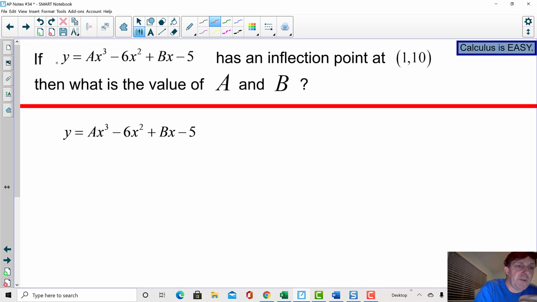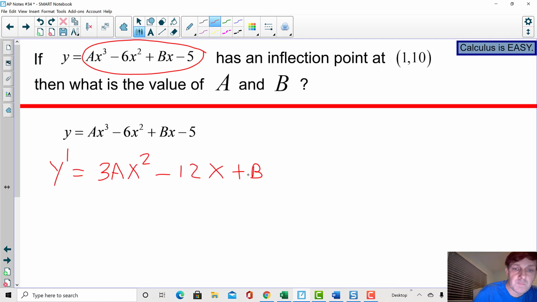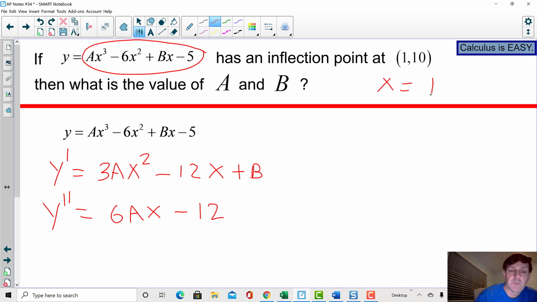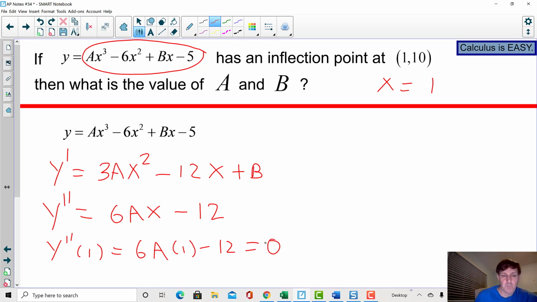Okay, finally, our last example. They are asking if this equation has an inflection point when x is 1, then what is the value of a and b? Now, an inflection point could happen when your second derivative is undefined, but this is just a polynomial. So the only choice here is that our second derivative would have to equal 0. So let's do that. First derivative gives us this, and the second derivative gives us this. Now remember, we have an inflection point when x is 1. So that means y double prime of 1 has to equal 0. We can solve this, and we would get a equals 2.